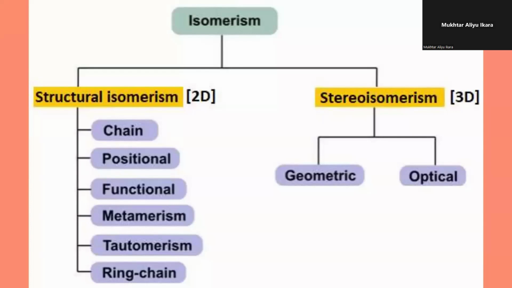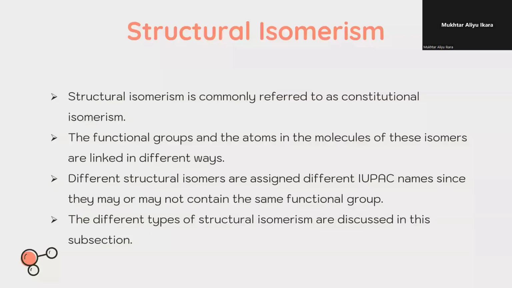Stereoisomerism is divided into two, and it always applies in the 3D structure of a compound. In stereoisomerism, we have geometric isomerism and optical isomerism. So we are now going to look at each of these types of isomerism, starting with structural isomerism. What is structural isomerism?